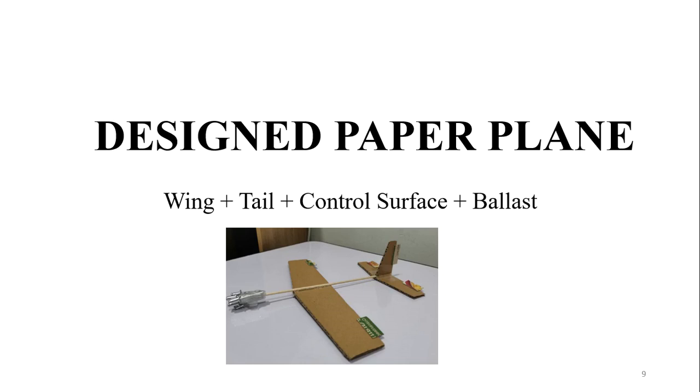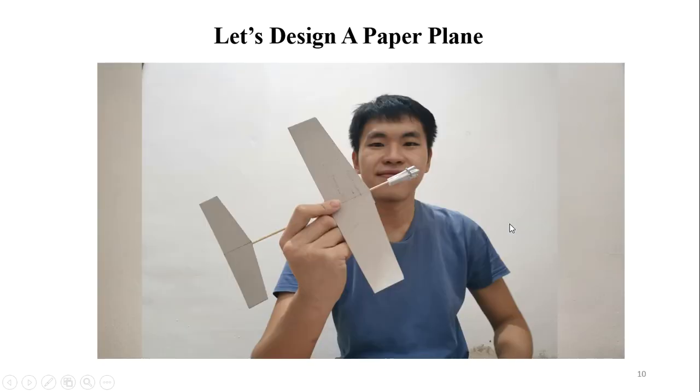Now, we already have a basic understanding of the methods to determine static stability and dynamic stability. Now, we can build and design our own paper plane. A simple paper plane will need a tail, a wing, a control surface, and a ballast. So, let's look at the video to learn how to build your own paper plane.